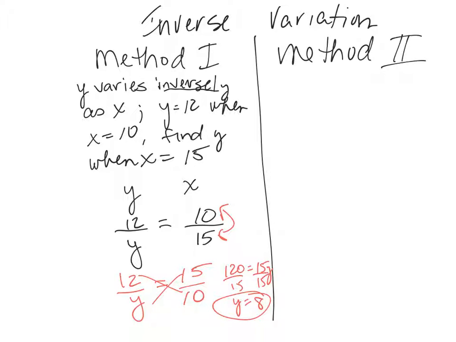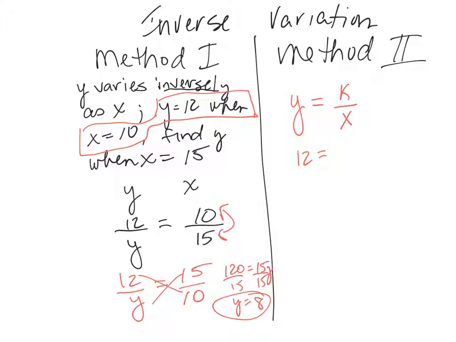Method 2, we've got the equation for an inverse variation is y equals k over x, because it's inverse. Remember, we flipped the guy? That's why the x goes downstairs now. So we can use the complete set of information, which is this right here, in order to find the k. Y is 12 when x is 10. So k over 10. Got it?